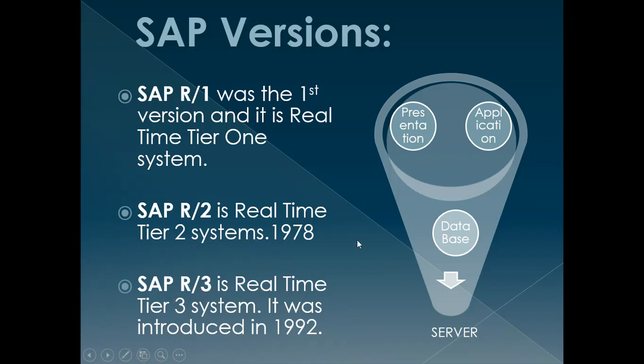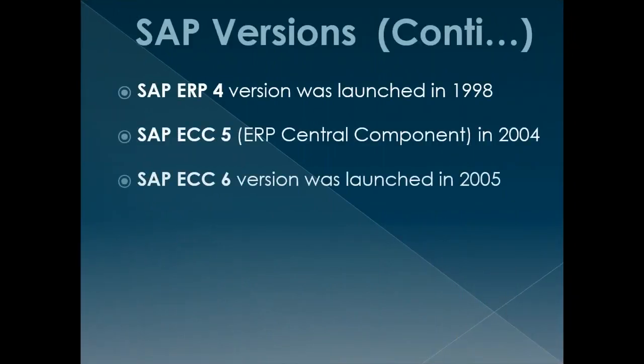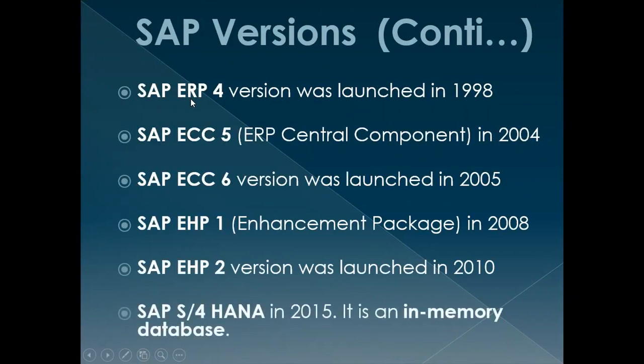It is tier 1. R1 is presentation, the first version. R2 is presentation and application in one area, and R3 is presentation, application and database all in one server. In R1, presentation and application are on different servers. In R2, presentation and application are in one server, and in R3 all of these are in one server. That is called the R3 system.